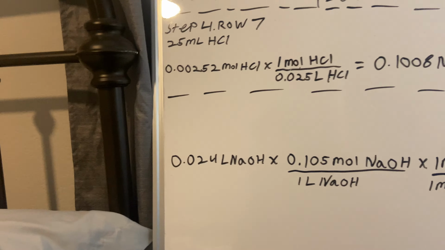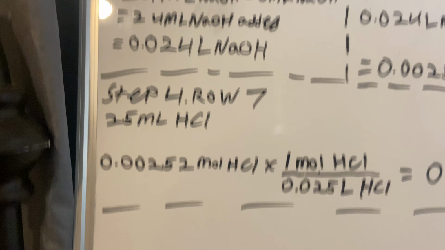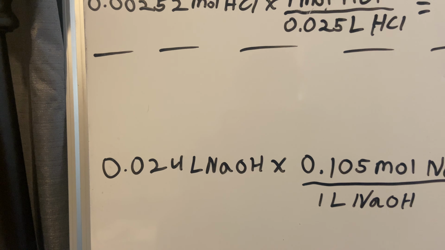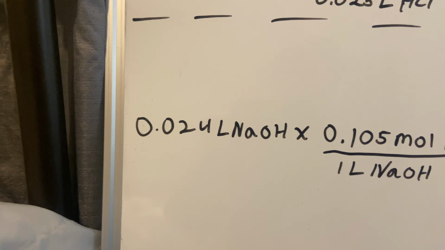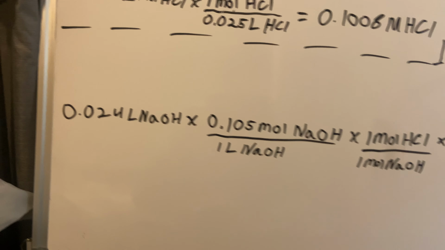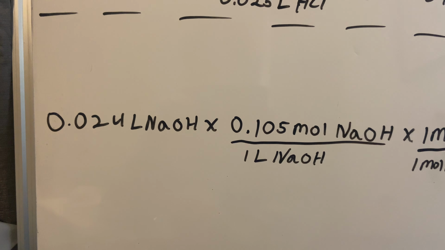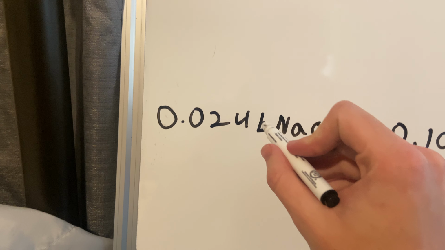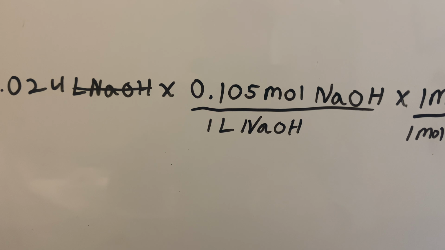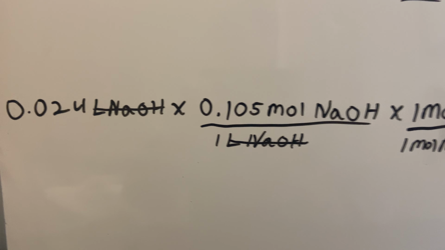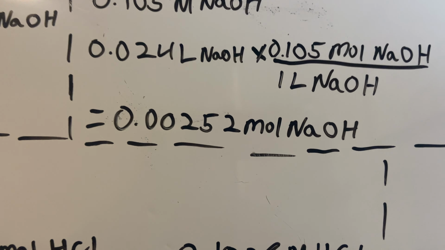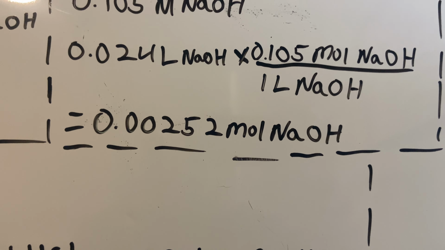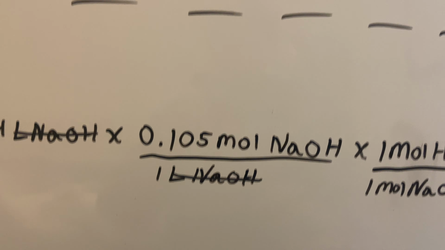Here is step 1, or row 3, 0.024 liters of NaOH. To do this calculation, I will show you the crossing out method that I use. For the first step, we cross out the liters of NaOH and the liters of NaOH, and then we're left with just the moles of NaOH. The moles of NaOH that was left is 0.0252 moles of NaOH, and that is right here.